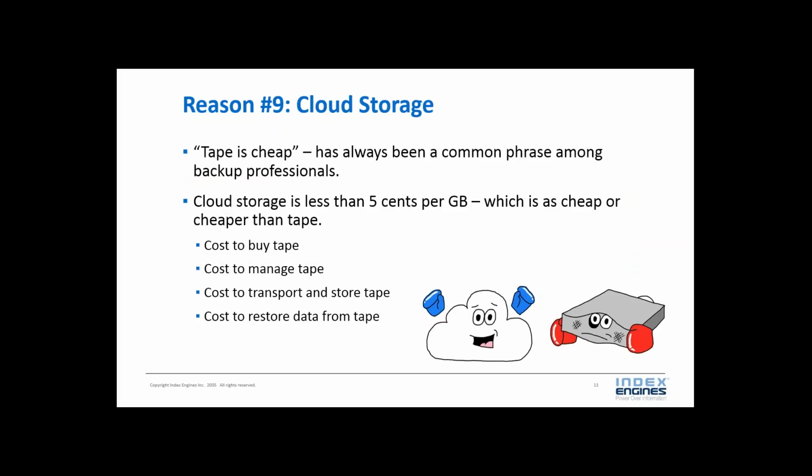Reason number 9 is cloud storage. Tape is cheap has been a common phrase among backup professionals. You can buy physical tape for a couple bucks, maybe 15 bucks for some of the current stuff. The more high density tapes get more expensive. Tape is cheap. However, cloud storage has become very, very popular. And at less than 5 cents per gigabyte, and you see it down even half of that, it becomes cheaper than tape.